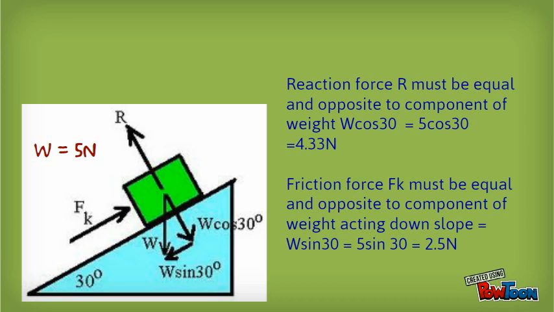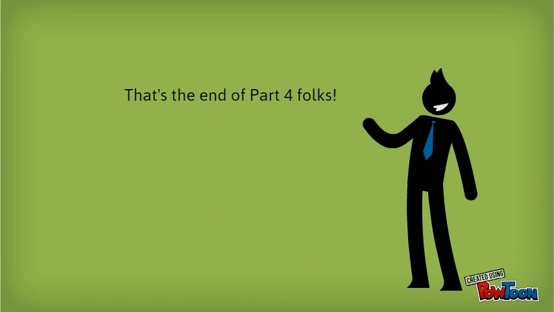Equally, the friction force must be equal and opposite to the component of weight acting down the slope. The component of the weight acting down the slope is 5 sine 30, and that comes out at 2.5 newtons, so that's got to be equal to the friction force. And that is the end of part 4.